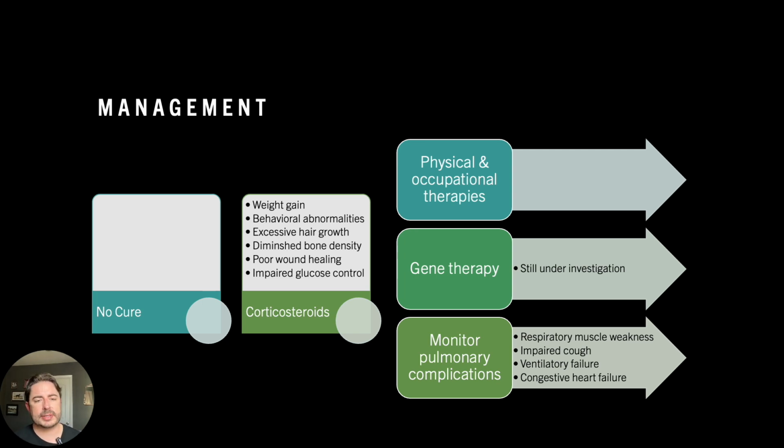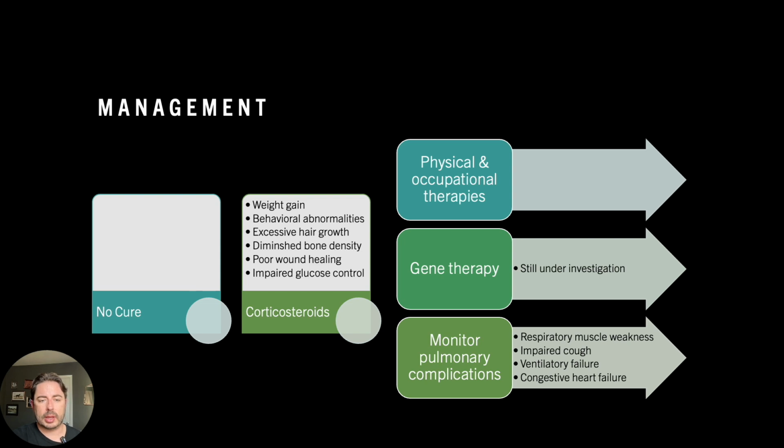But additional therapies that we want to look at are physical and occupational therapy. We can even do gene therapy. This is still getting a lot of research. The jury's still out whether or not this is going to be a viable option for muscular dystrophy or not.